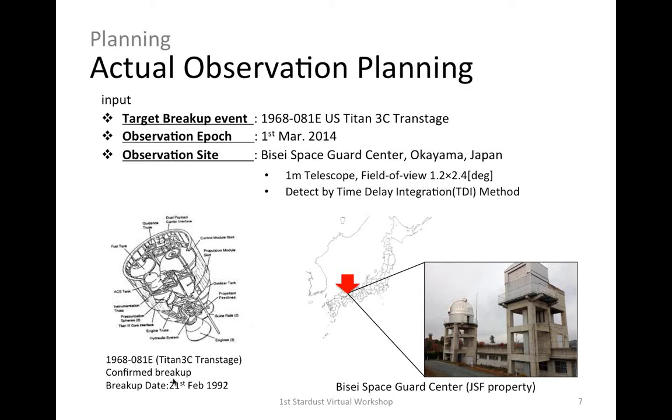So I will explain planning in detail through an actual planning case. In this case, the target breakup event is 1968-081E, US Titan 3C plan stage. The observation epoch is 1st March 2014, and the observation site is Visay Space Guard Center, Okayama, Japan. The target, the Titan 3C, is confirmed to have broken up on 21st February 1992.